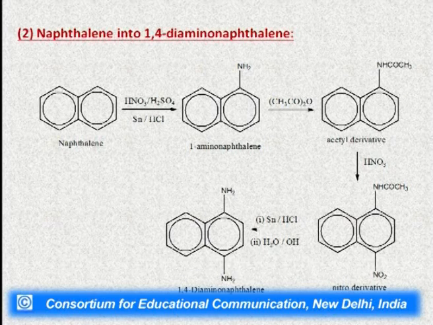acetyl derivative. Now since the ortho position is hindered, if the incoming group comes at the ortho position, it will be a little bit unstable. So we will get here the para derivative. Nitro group will come at the para position, and reduction of this para nitro acetyl derivative followed by hydrolysis will give us the 1,4-diamino naphthalene.